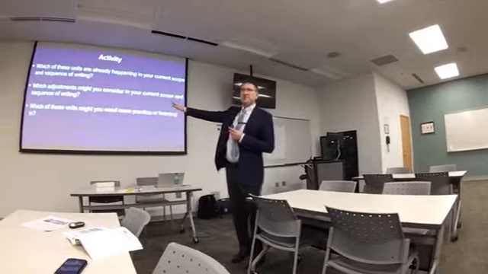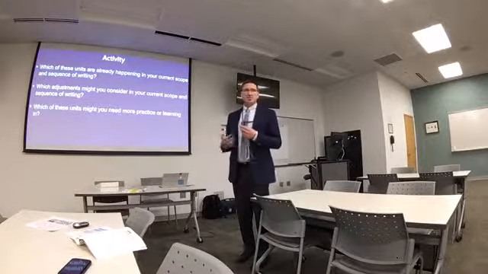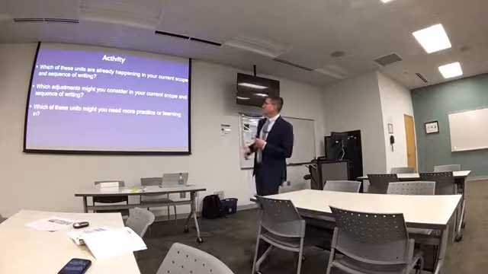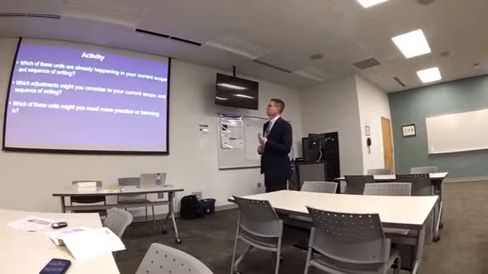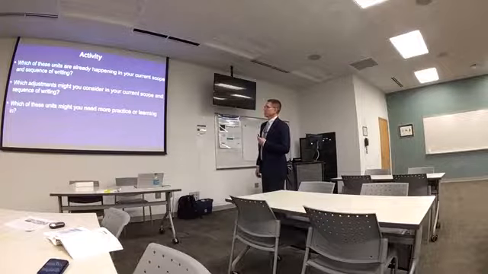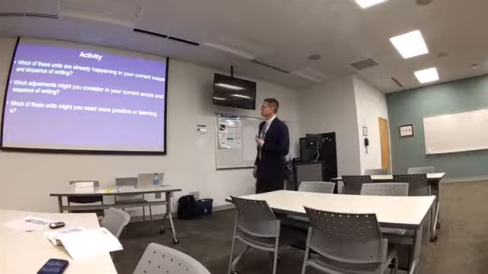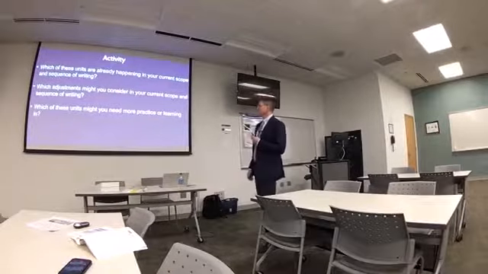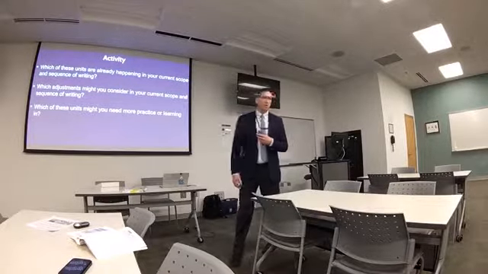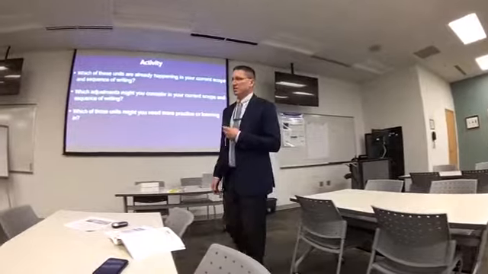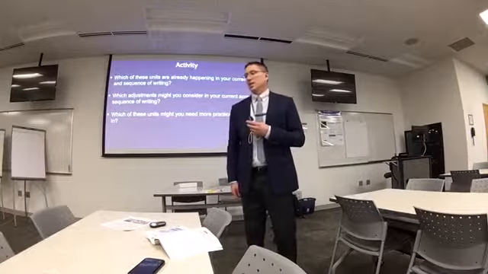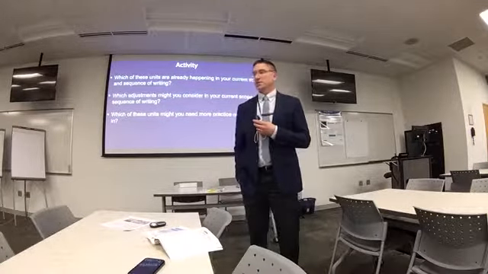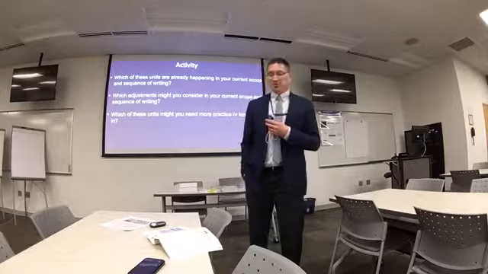We're going to give you about 5 minutes just as a table to discuss which of these units are already happening in your current scope and sequence of writing. Which adjustments might you consider in your current scope and sequence of writing based on some of this? Or which of these units might you need more practice or learning in? Knowing that all three, right, are always going to be constant questions we might be asking of ourselves on an annual basis, potentially. So go ahead, we'll take 5 minutes.